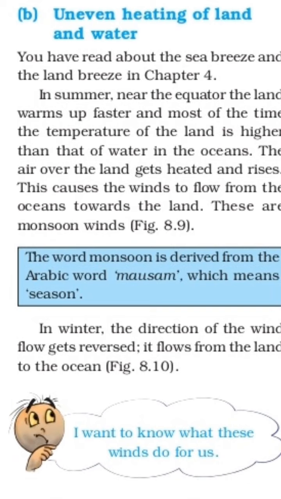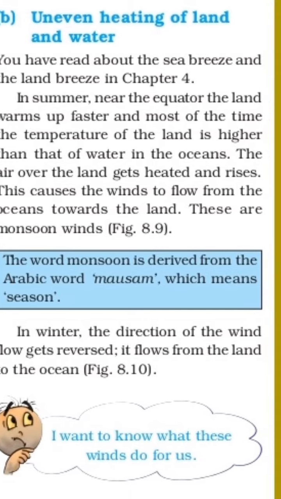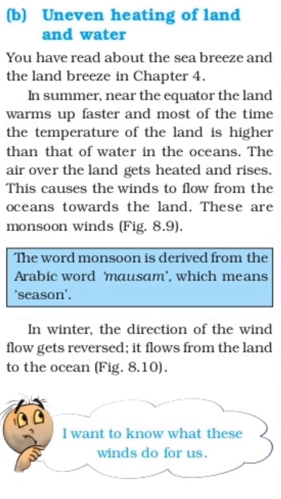Sea breeze and land breeze. Now see our point. In summer, near the equator, the land warms up faster, and most of the time the temperature of the land is higher than that of water in the oceans. This point is completely matchable with sea breeze and land breeze.